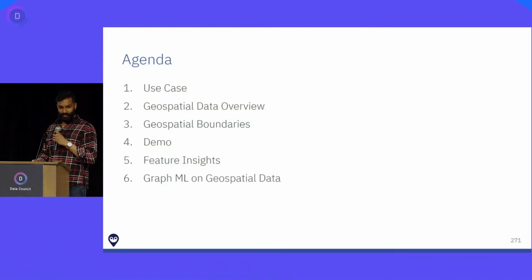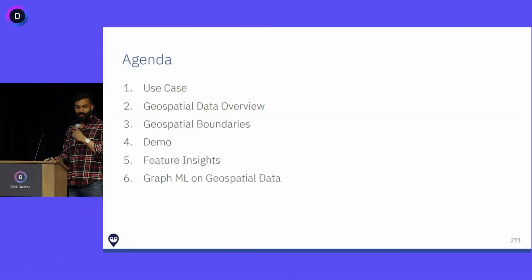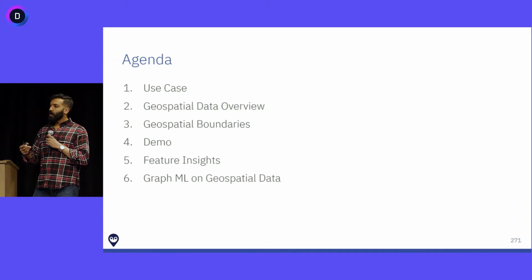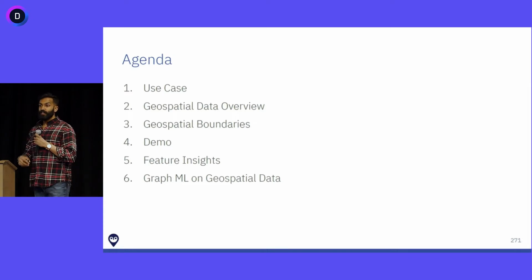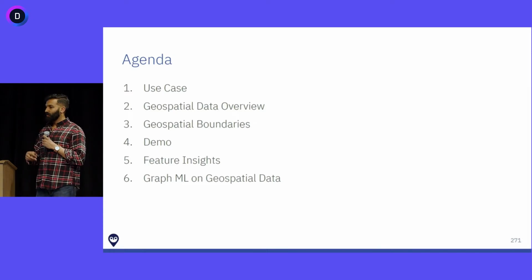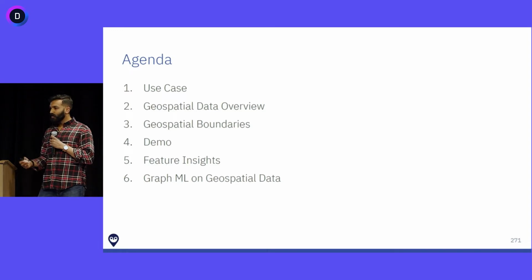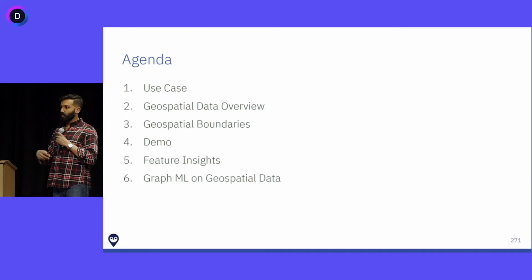Today I'll be talking about building better models with location data. Quick overview of the talk. We'll start with a use case, an example to couch the talk in, and we'll come back to this a few times. Then we'll give an overview of geospatial data and geospatial boundaries. Then we'll have a demo of how to use Iggy and geospatial data for the use case, which is the example that we're giving in the first part. Then we'll talk about feature insights that we found through some internal modeling of our own. And finally, a little sneak peek on graph machine learning with geospatial data, which is something we just started doing, but I'm very excited about.